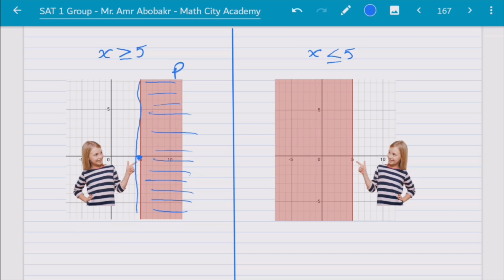In the other example, x is smaller than or equal to 5. When he asks me x smaller than or equal to 5, I'll draw a line parallel to the y-axis. And we have an equal sign here, so it will be a complete line. The third step is how we color the area. This is smaller than, so we will color the area that lies on the left of the line, like this area.